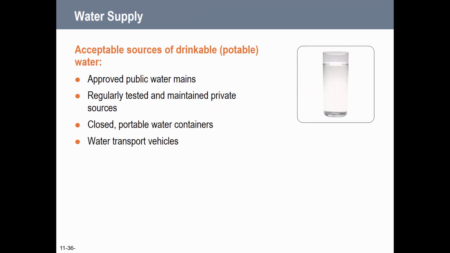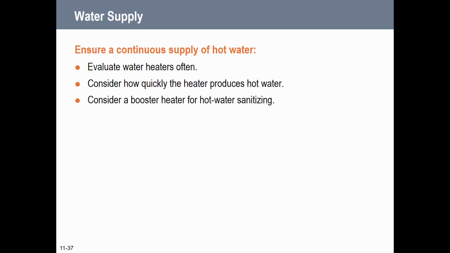Again, acceptable sources of drinking water. It would need to be either approved public water mains, or, if you have private sources, they need to be routinely tested and maintained, or portable water containers. In an urban area, we're not worried about this as much, but there are certain areas where they may have to have water checked in, or make sure, if they're using a private source, that it is up to code. You also need to ensure a continuous supply of hot water.